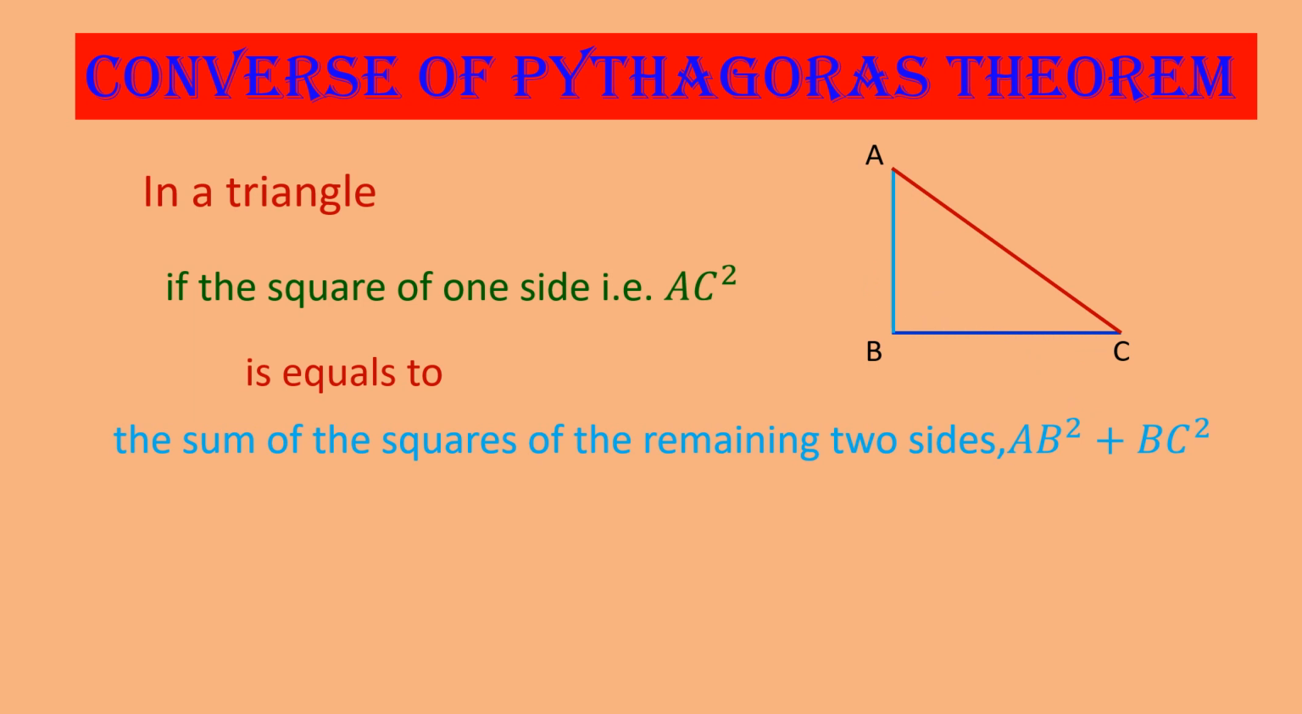If they are equal, then what will happen? The angle opposite to the longest side will be a right angle, and we can say that the triangle is a right angled triangle. Again, repeat: AC square equals AB square plus BC square. Therefore angle B is 90 degrees, because angle B is opposite to the longest side, and therefore triangle ABC is a right angled triangle by the converse of Pythagoras theorem.